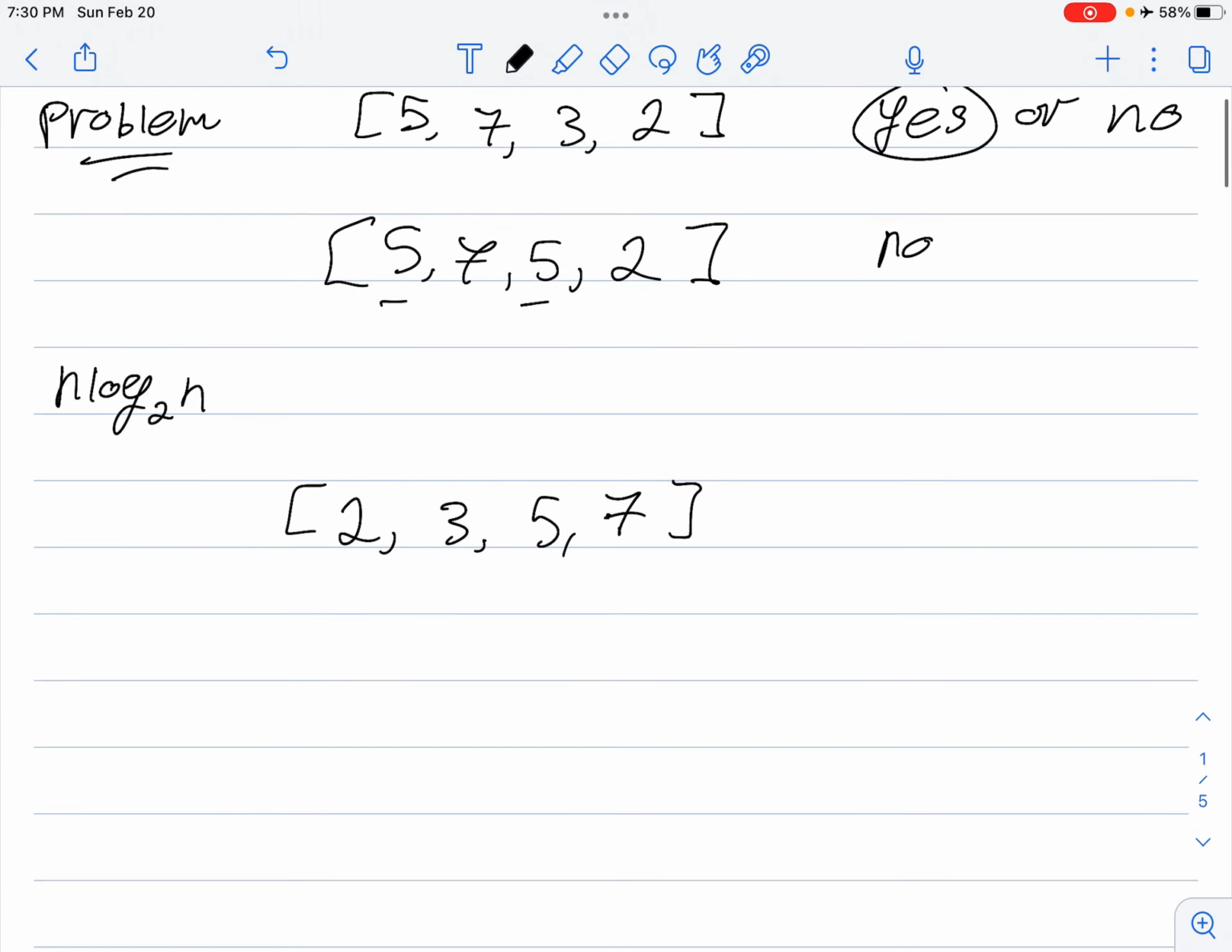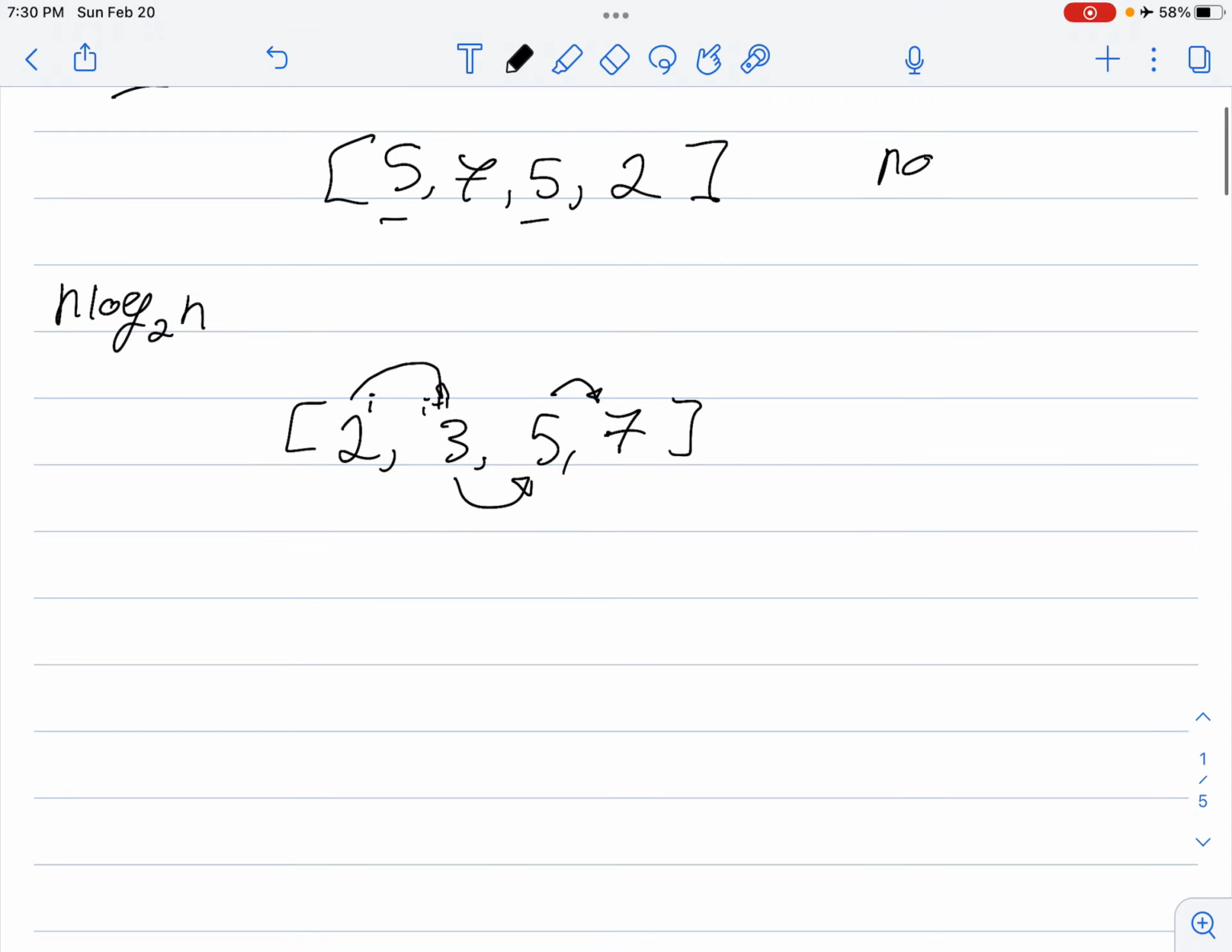Then from here we can compare index i to i plus 1, right? Then compare 3 to 5, and then 5 to 7, right? So for this one, we know the total time complexity would be something like n log n. This is to sort it, right?